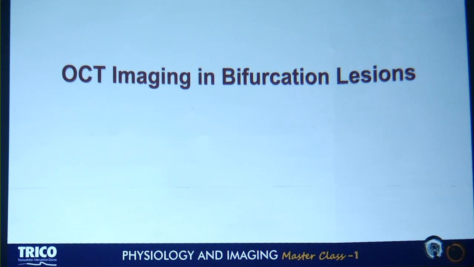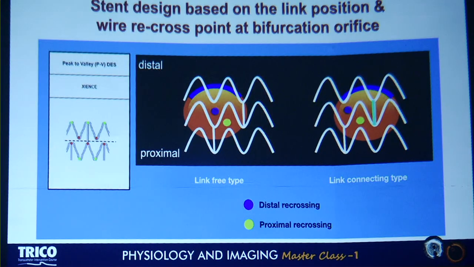And about bifurcation lesions, this is very important. I will give you one case before concluding. Proximal crossing, distal crossing, link-connecting carina, and link-free carina are the four terminologies you should know. You should also know the designs of the stent. Except for Zion's, which has a peak and valley design, all other stents have a peak to peak design with the link either straight or slightly angulated, because it helps you decide the strategy.